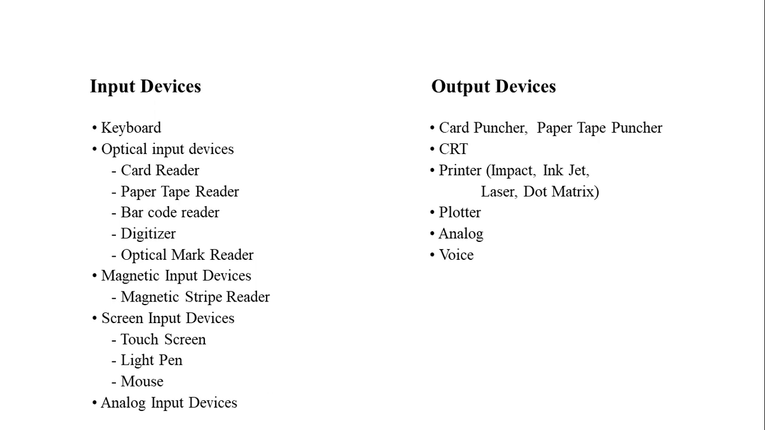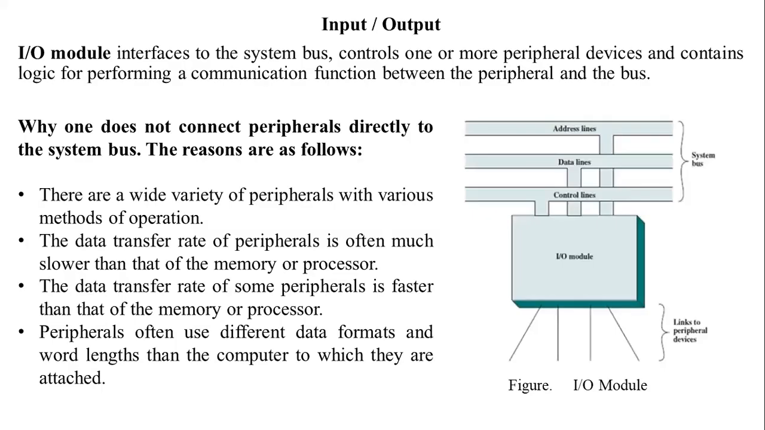These are the types of printers: impact printer, inkjet, laser, dot matrix, plotter, analog, voice. Again, if we are sending any information through voice, then it will be called an output device. If we are receiving, then it will be called an input device. As far as input and output devices are concerned, how they work and how they associate with the IO module, you can see with this diagram.